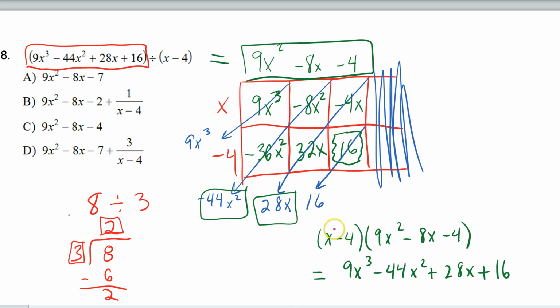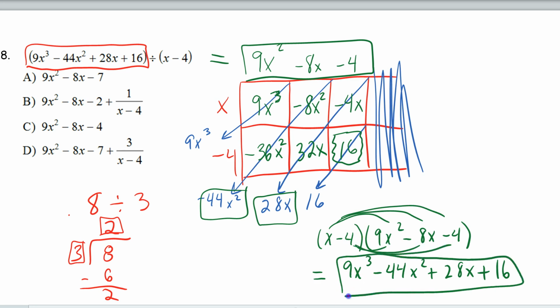Okay, so if you were to multiply these two polynomials back out, whether you were distributing or using the area model to multiply it back out, you would get exactly the polynomial you started with. And that's how to do long division using the area model and working backwards.